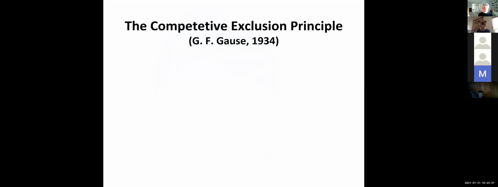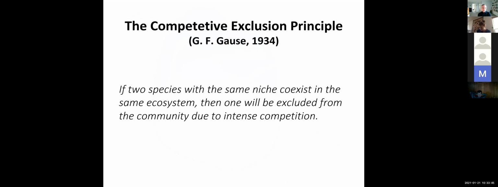And then there's something known as the competitive exclusion principle. This has to do with competition between species. What that states is that if two species with the same niche coexist in the same ecosystem, then one will be excluded from the community due to intense competition. Right? This is talking about two species that basically need all of the exact same resources. And when you have that condition, one of them is going to be outcompeted and generally won't show up in that specific environment or ecosystem.